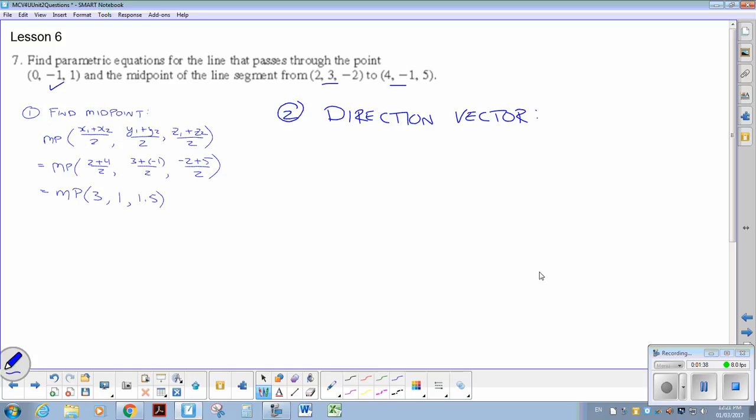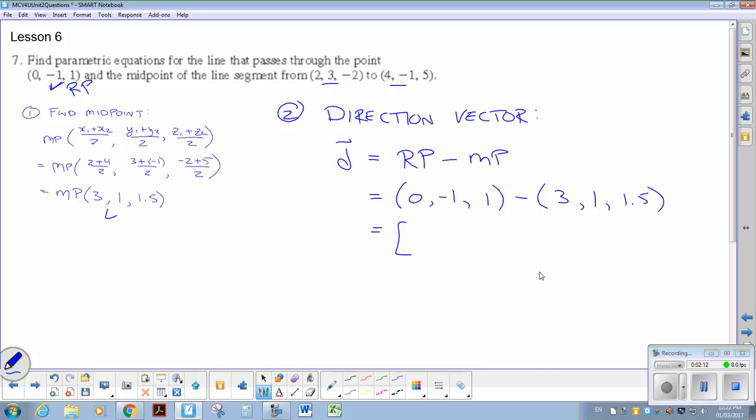Well, we have a reference point. So we have our reference point, and now we have another point on the line, so we can find our direction vector by simply taking our reference point, I'll put RP here just so you can see where I'm getting it, minus the midpoint. So that means I will have my reference point, 0, negative 1, 1, minus my midpoint, 3, 1, 1.5, which will give me a direction vector of negative 3, negative 2, and negative 0.5, or negative 1/2. So there's our direction vector.